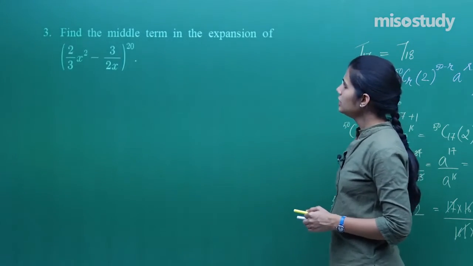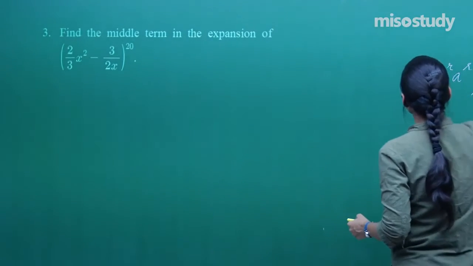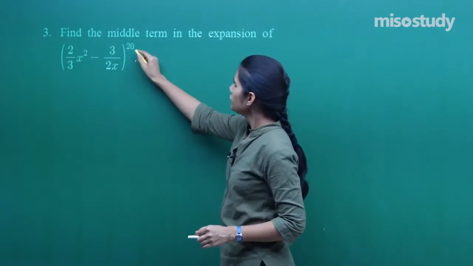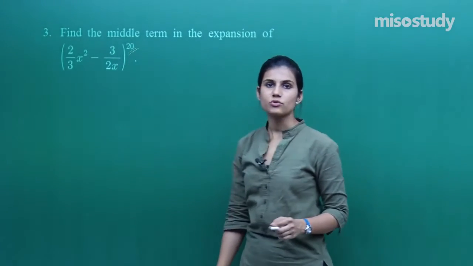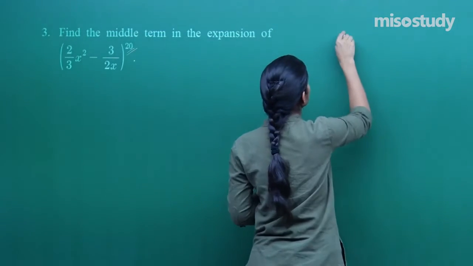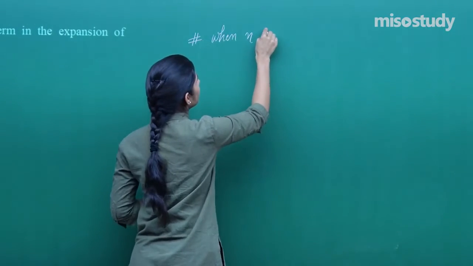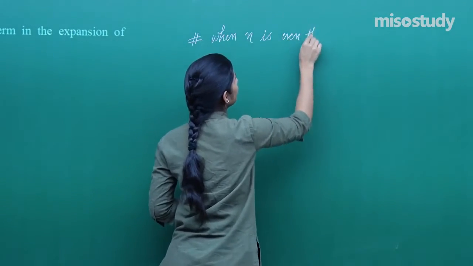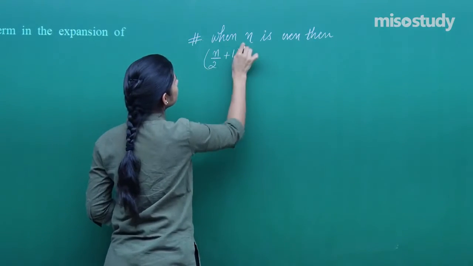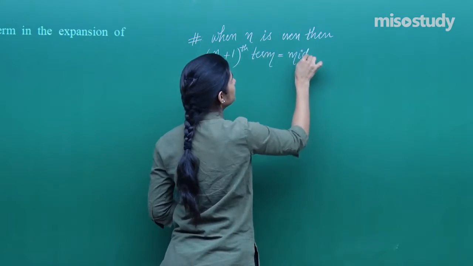Next we have: find the middle term in this expansion. Now the moment you talk about the middle term, you need to talk about the index that is sitting over there. Over here you can see in this expansion the index is 20, which is even. So let me first write what is the concept. When n is even, then the (n/2 + 1)th term is equal to the middle term.